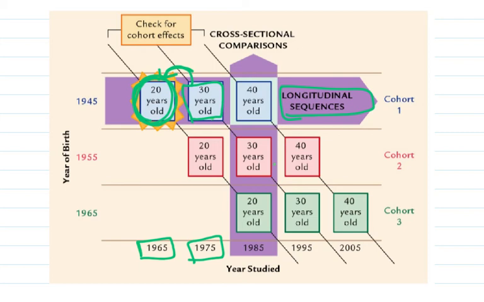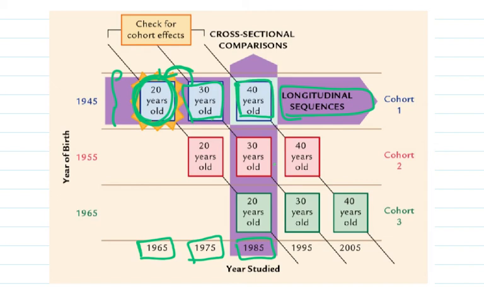So, you're going till 1985, right? Because that is when they will be 40 years old, right? So this is a longitudinal sequence because you're studying the same group of individuals at different points in their life, right? Okay. Now, what do you do when you add a cross-sectional design to this?